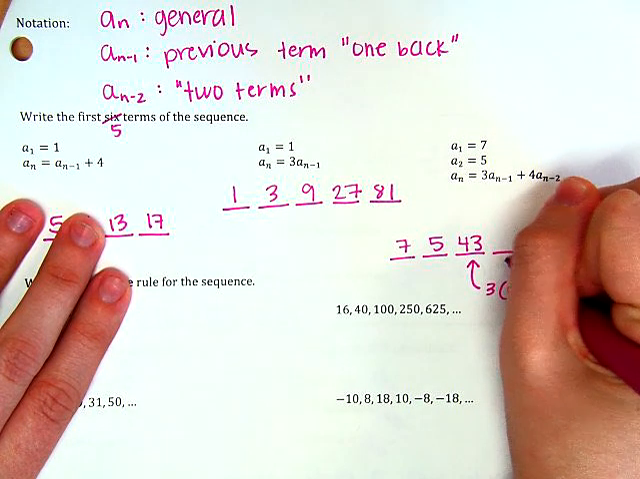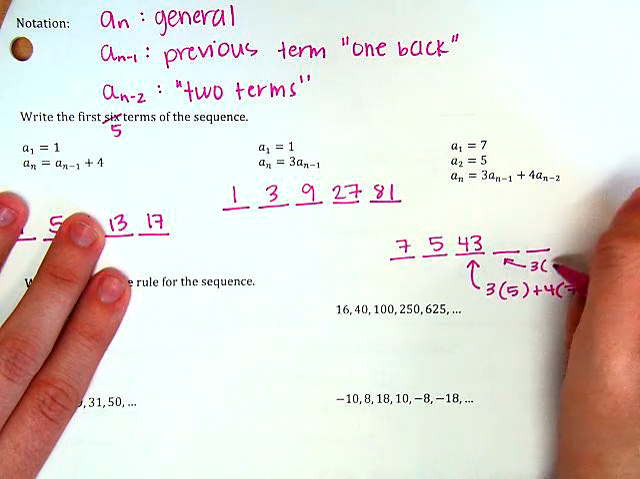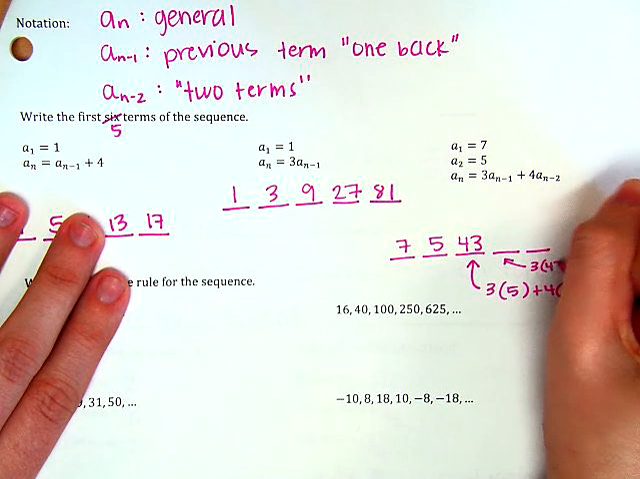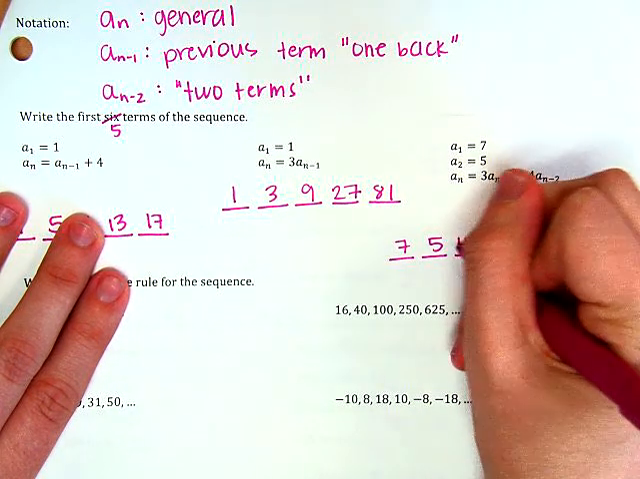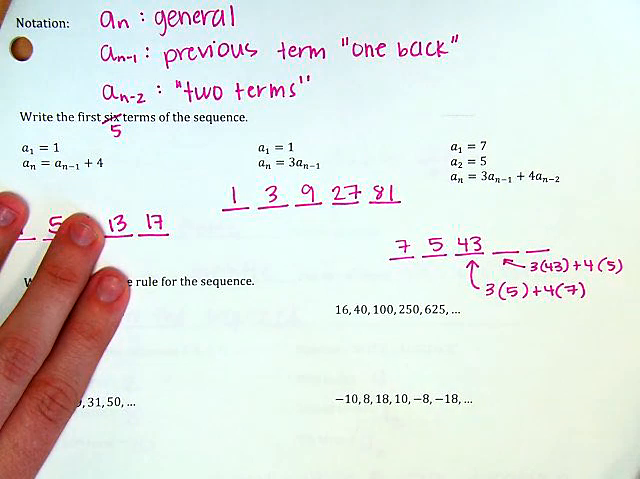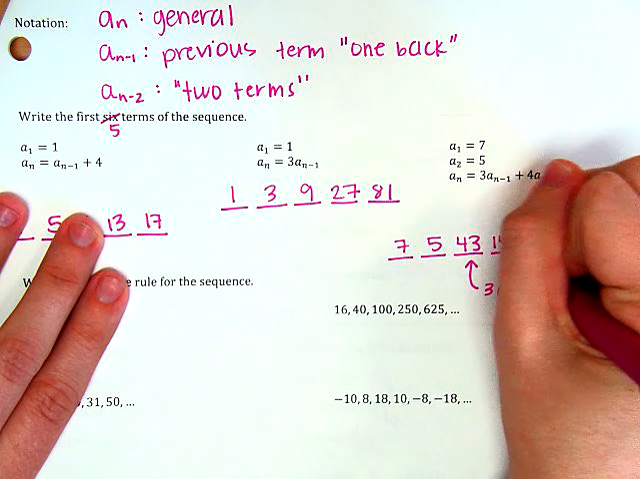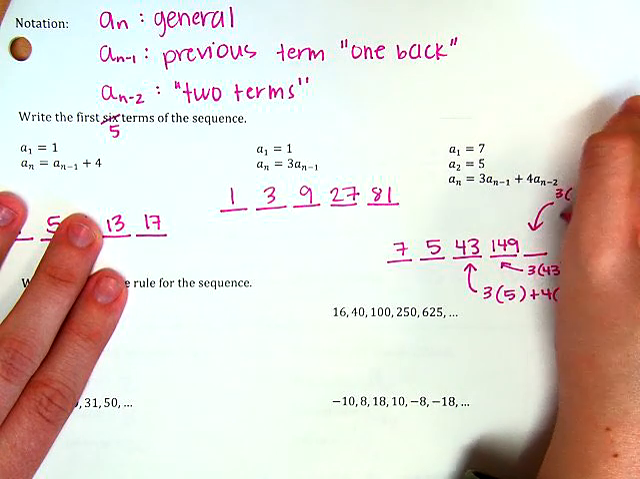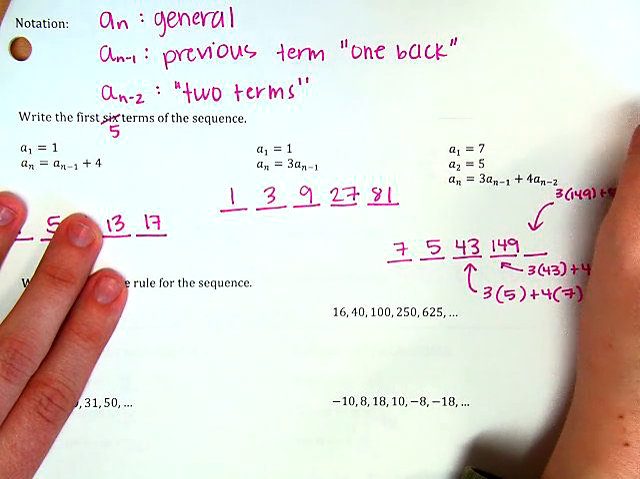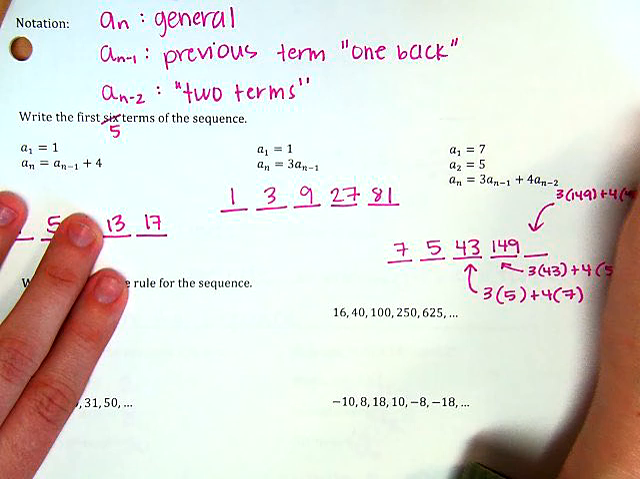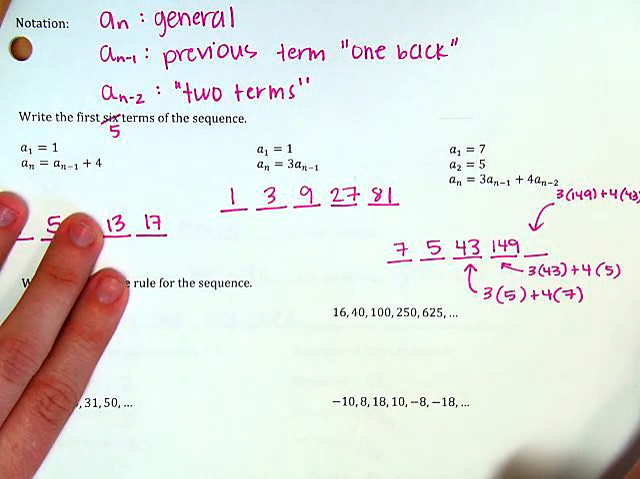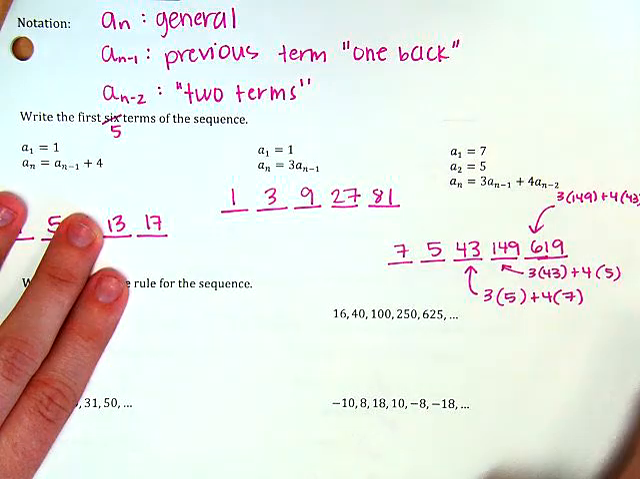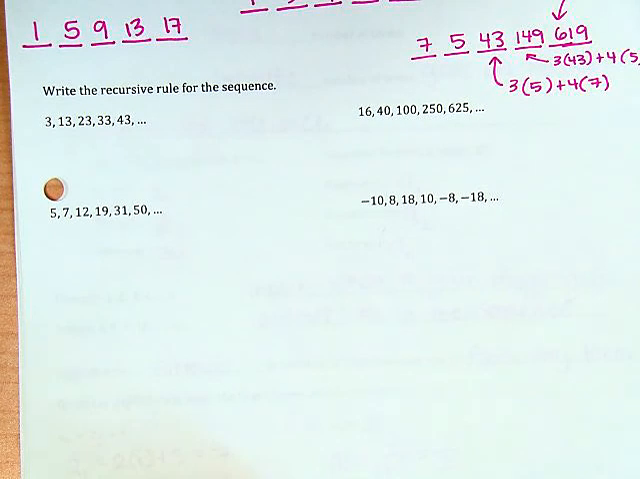For my next term, I do 3 times my previous term, which is 43, plus 4 times the one before that, 5. Gives me 149. For this one, I do 3 times my previous term, 149, plus 4 times the one before that, 43. So these numbers are getting big really quickly. 619.